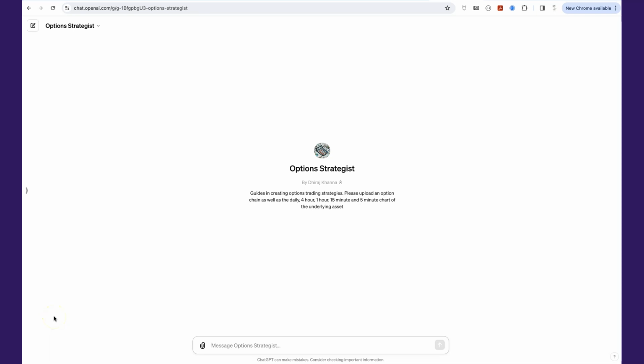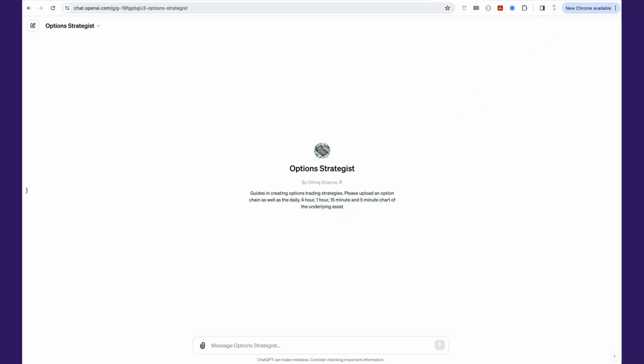This is the Option Strategist GPT that I made. This helps you in choosing option strategies, both intraday and if you're looking at weekly expiries or monthly expiries, whichever way. All you need to do is provide an option chain snapshot and then the underlying asset price charts for daily, 4 hour, 1 hour, 15. The more you provide, the better it's going to be.